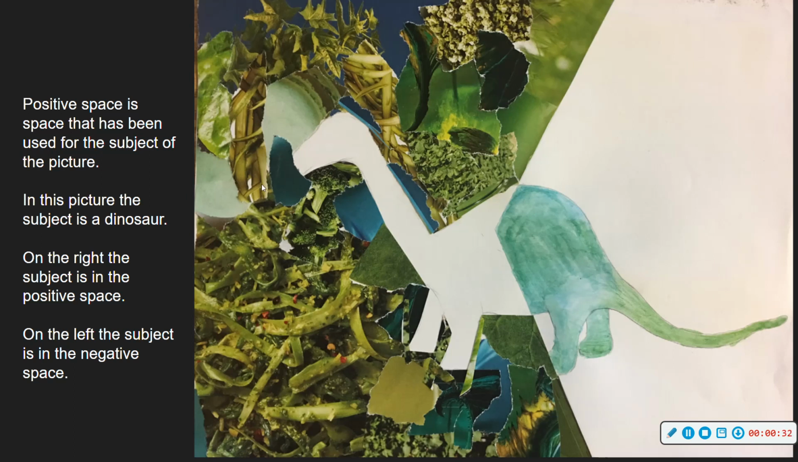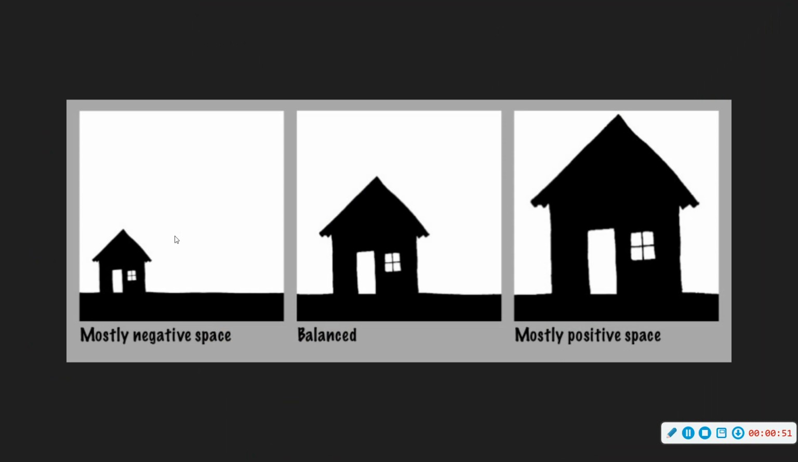On the left-hand side, the background is the positive space, and the actual object, in this case the dinosaur, has been left open. So on the left, the subject is actually the negative space. That's a fun way to play with people's perceptions. So when we talk about positive and negative space, we're talking about what's on your paper.